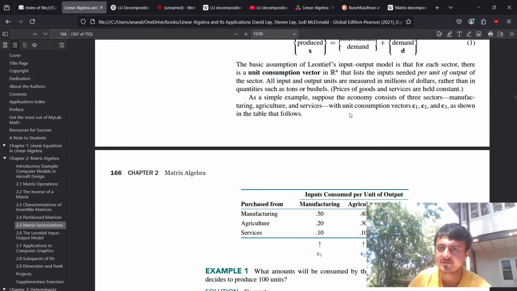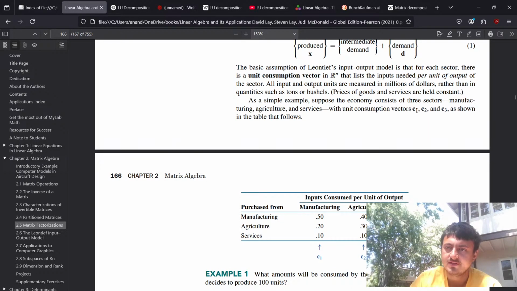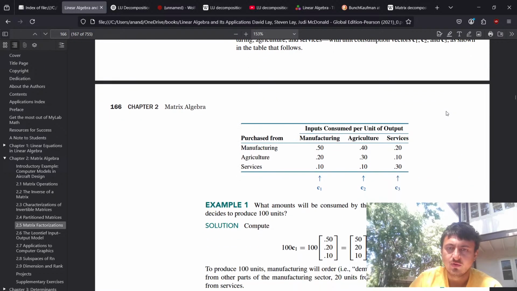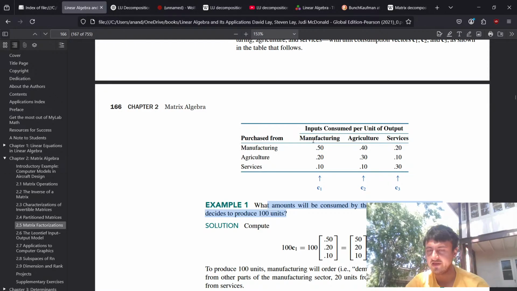Okay, so the column vectors are the unit consumption vectors C1, C2, and C3. What amounts will be consumed by the manufacturing sector if it decides to produce 100 units? So for 1 unit of manufacturing, which is like maybe $1 million of manufacturing output, it needs itself 0.5, or $500,000, in manufacturing input.